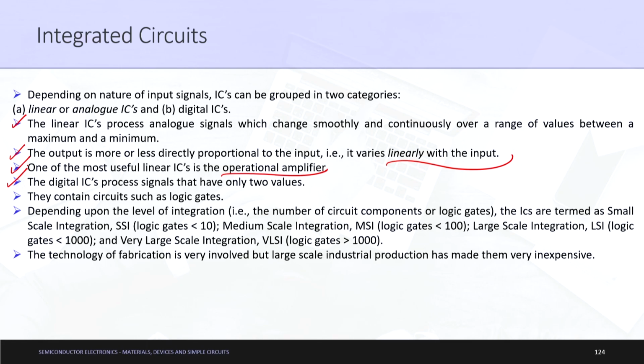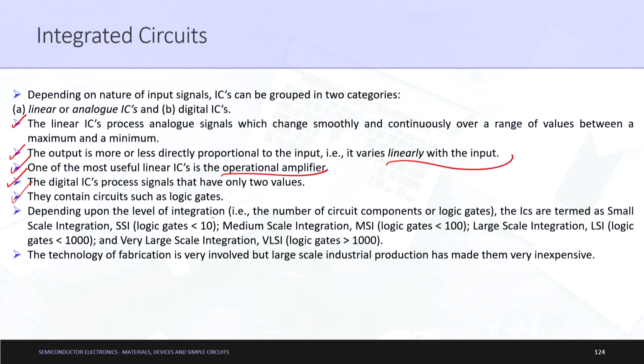The digital ICs process signals that have only two values. As we have understood in digital electronics, they have only two inputs, one is 0, one is 1. Similarly, digital ICs will also have only two values. So, the processed signal will have either the value of 0 or the value of 1. They contain circuits such as logic gates.